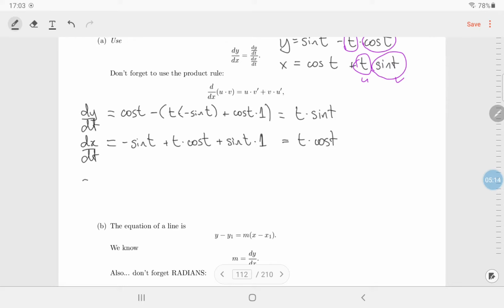And so what we have is dy dx is dy dt divided by dx dt. dy dt is t sine t.